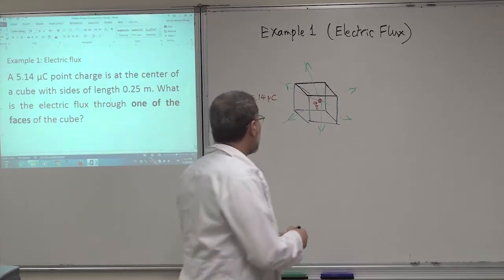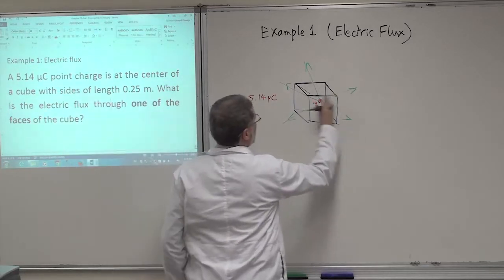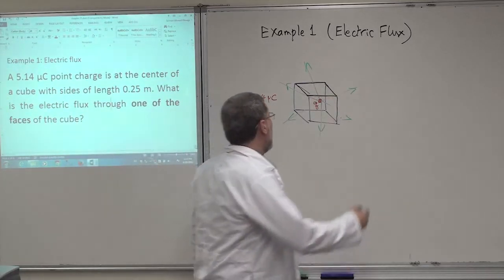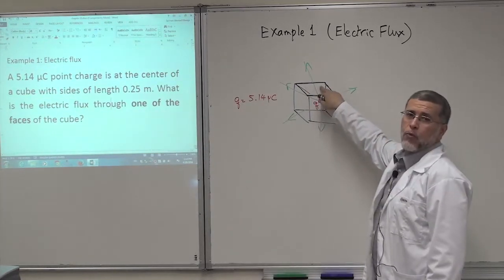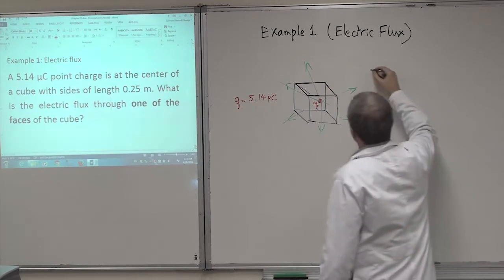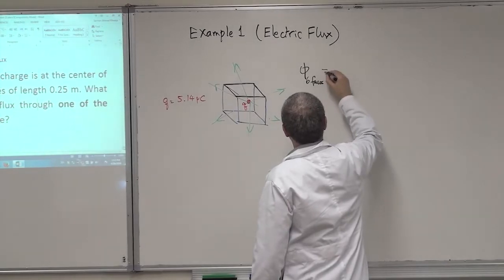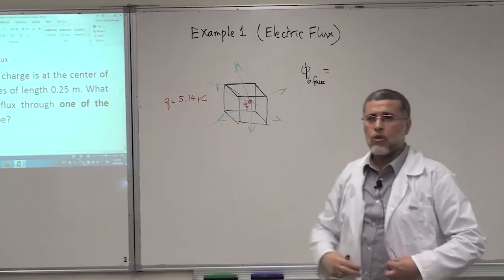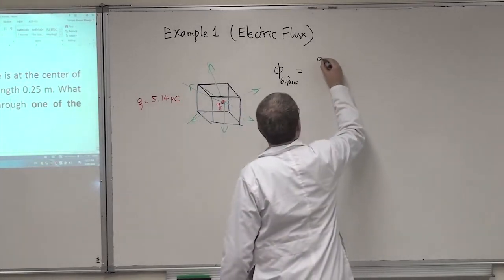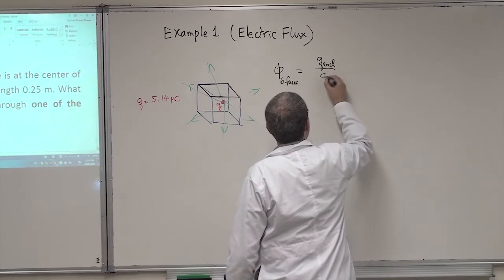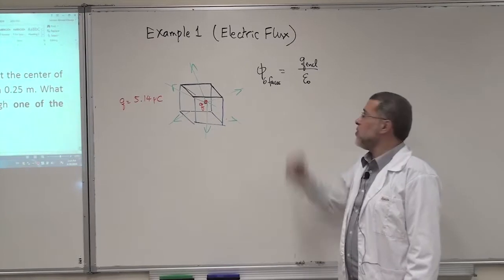So he's asking about the flux through one of the faces of the cube. Let's take this face, for example. It is difficult to calculate the flux through this face directly, but one thing we can do is calculate the flux through all 6 faces, which is a closed surface. And we know when you have a closed surface and the charge is inside, the flux is Q enclosed over epsilon 0. This is one of the equations we have seen in the previous video.